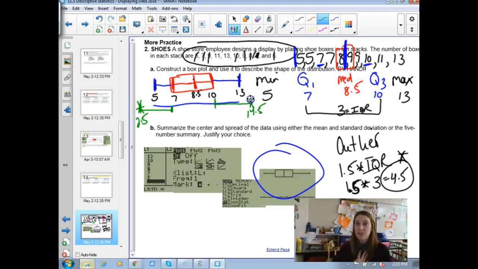If you want to say your 5-number summary is the way to justify how spread out your data is, and where 50% of the data is, that's great. And that's what we've been practicing here.